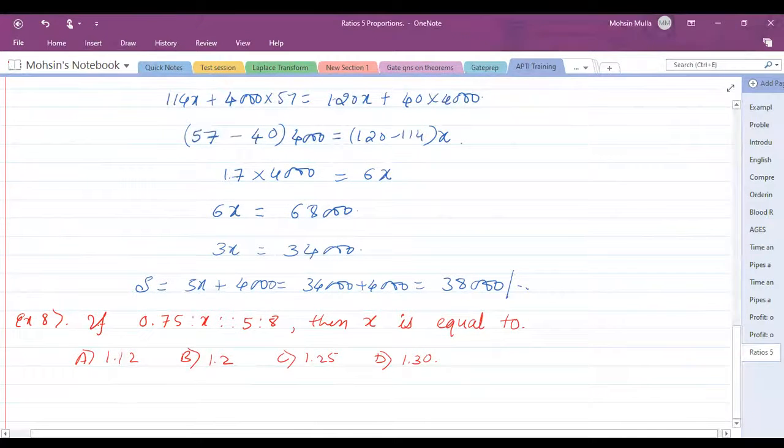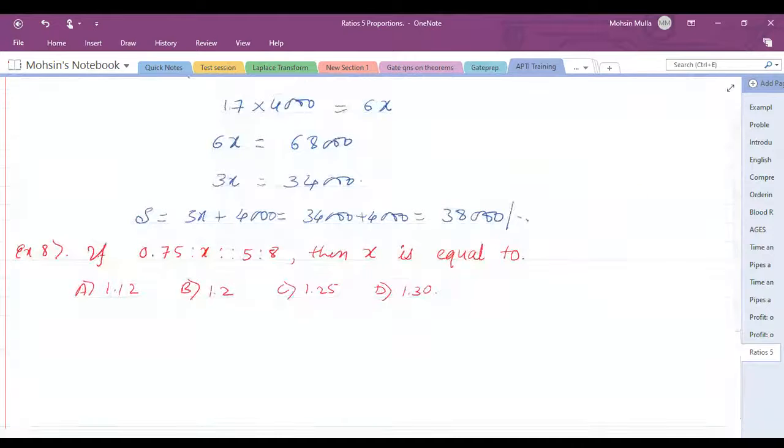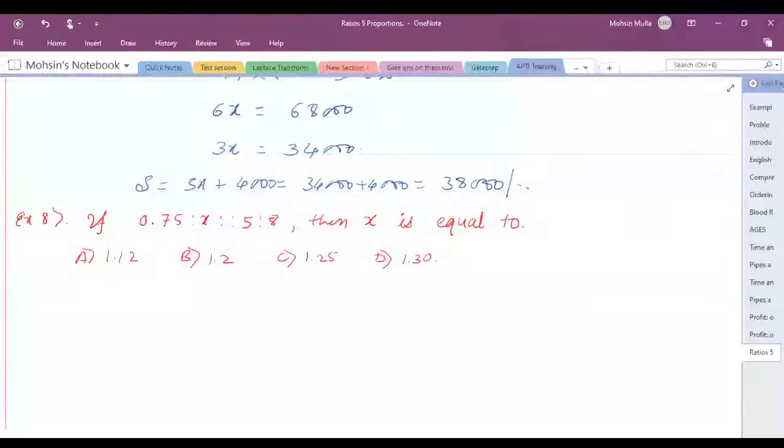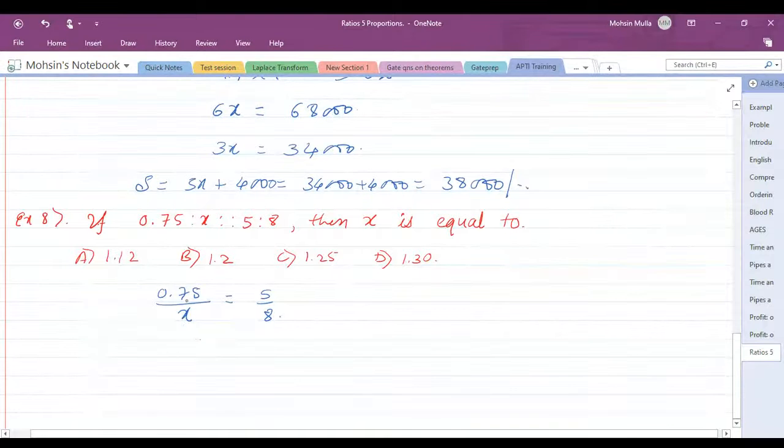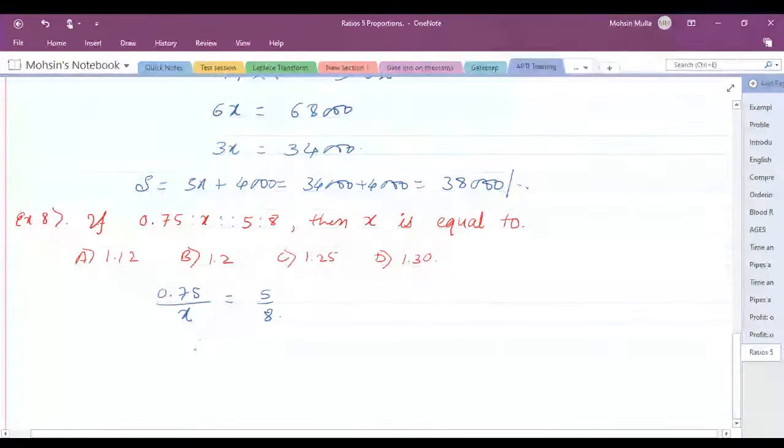Okay, so there is nothing much in this example. Simply how to use that proportion. On the left hand side, whatever is the part, you have to take 0.75 divided by x, and on the right hand side 5 by 8. We want x, so x will go to the other side and this will come to the left hand side.